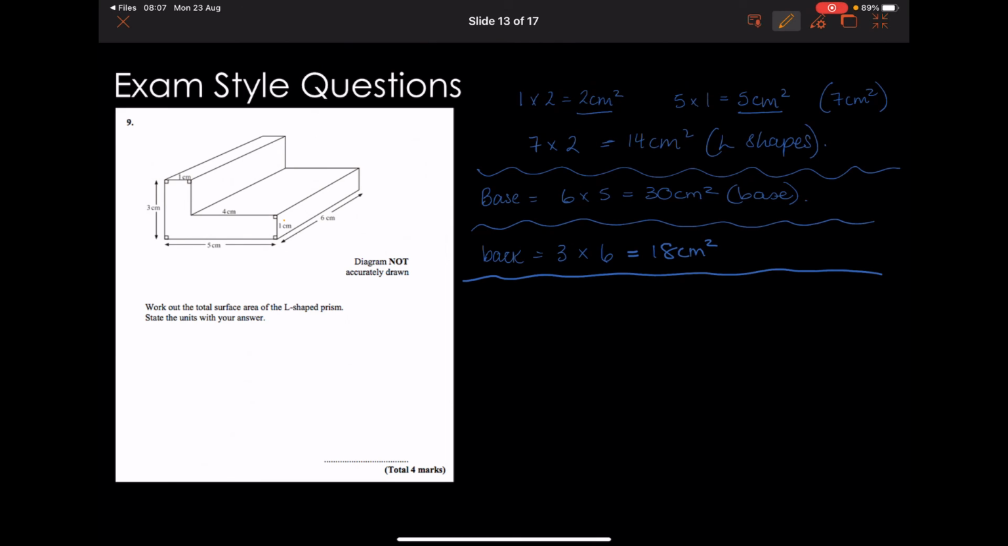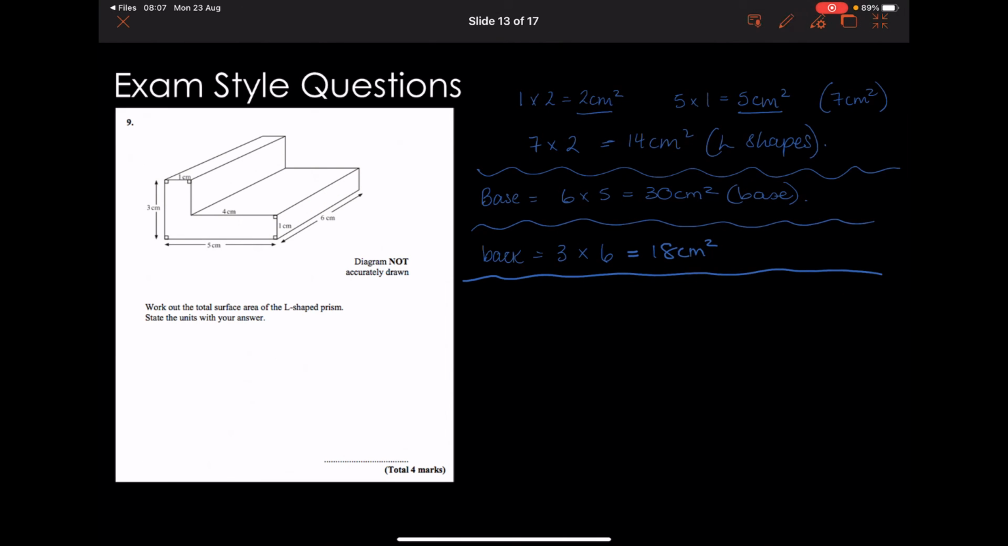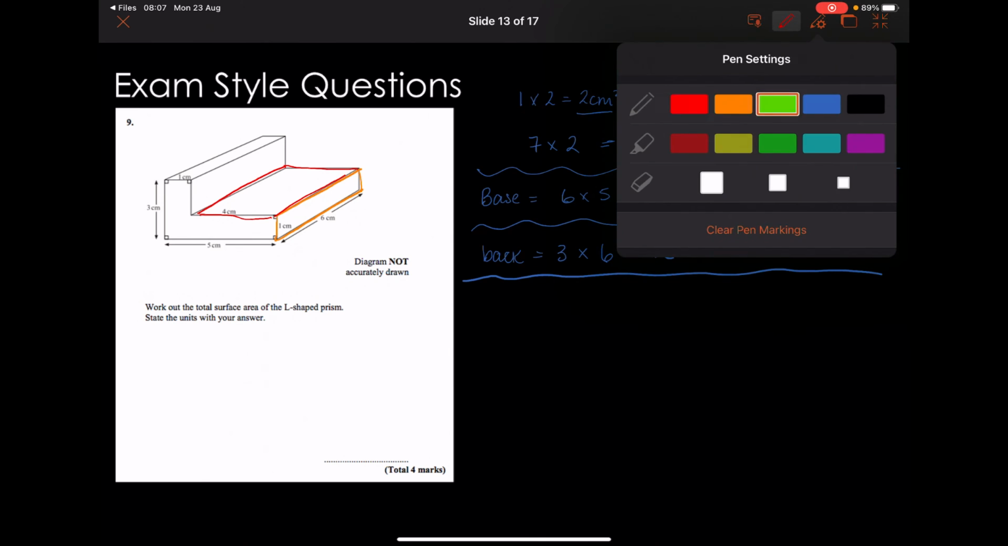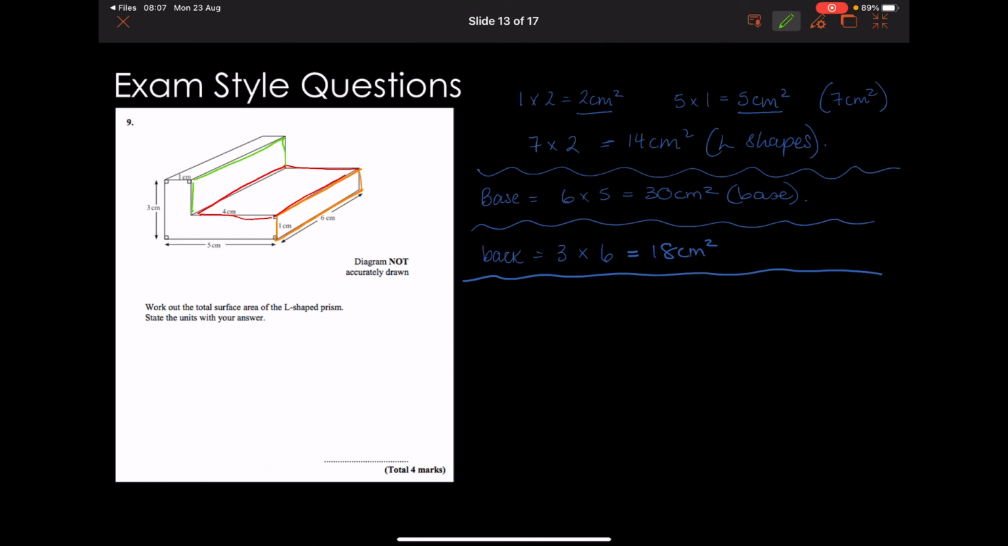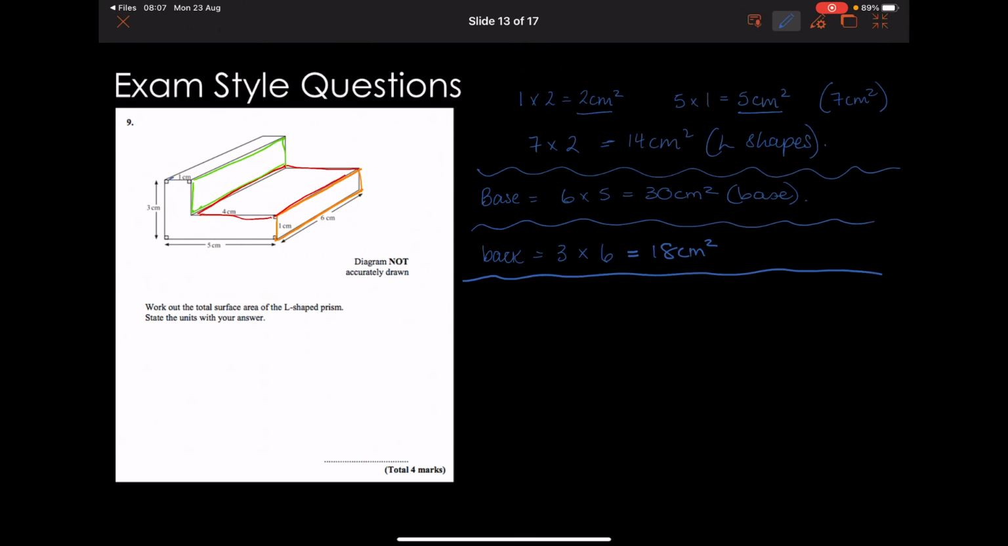All we've got left to do now is this bit. In fact, I won't do it like that. I'll show it you really clearly. We've got this section to do. We've then got this section to do. Then we've got this section to do. So I'm just trying to show you in the best way. And then we've got this section to do.